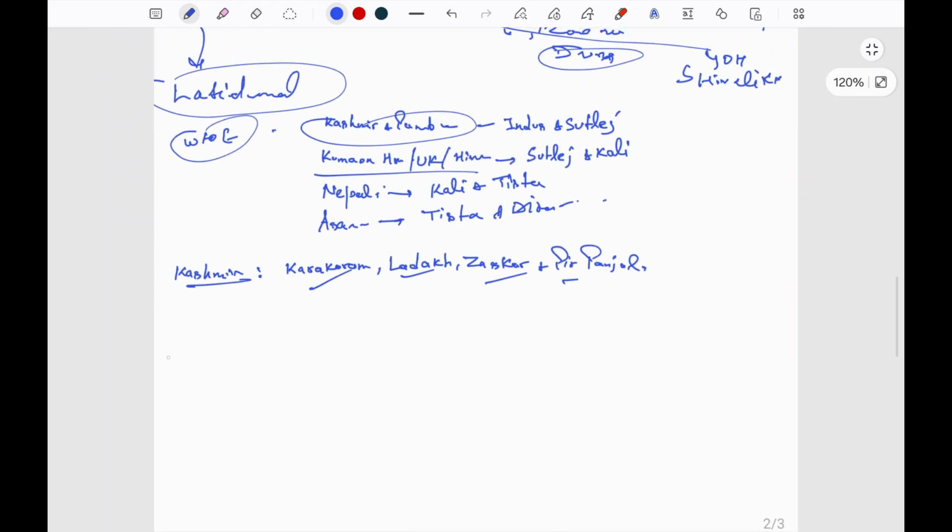Now the northeastern part of this Kashmir Himalayas is demarcated with cold deserts, and these cold deserts are located between the Greater Himalayas and the Karakoram range.